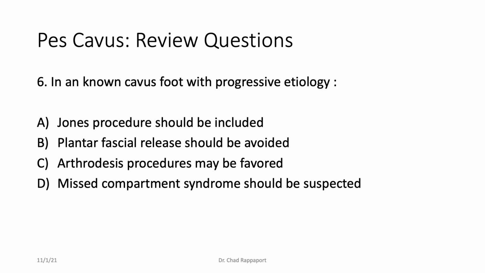In a known cavus foot with progressive etiology, a Jones procedure should be included, a plantar fascial release should be avoided, arthrodesis procedure may be favored, or a compartment syndrome should be suspected. The correct answer is C.